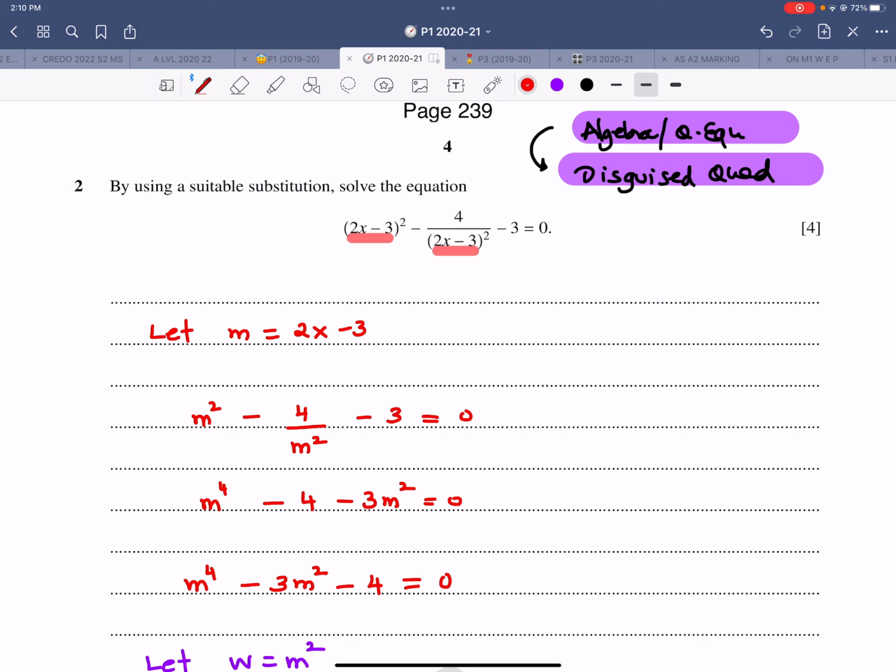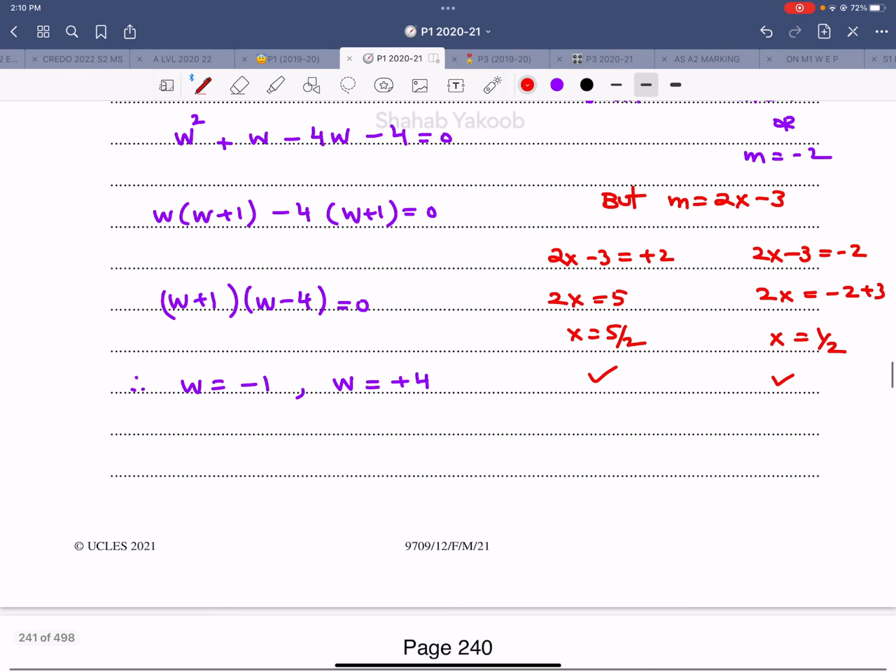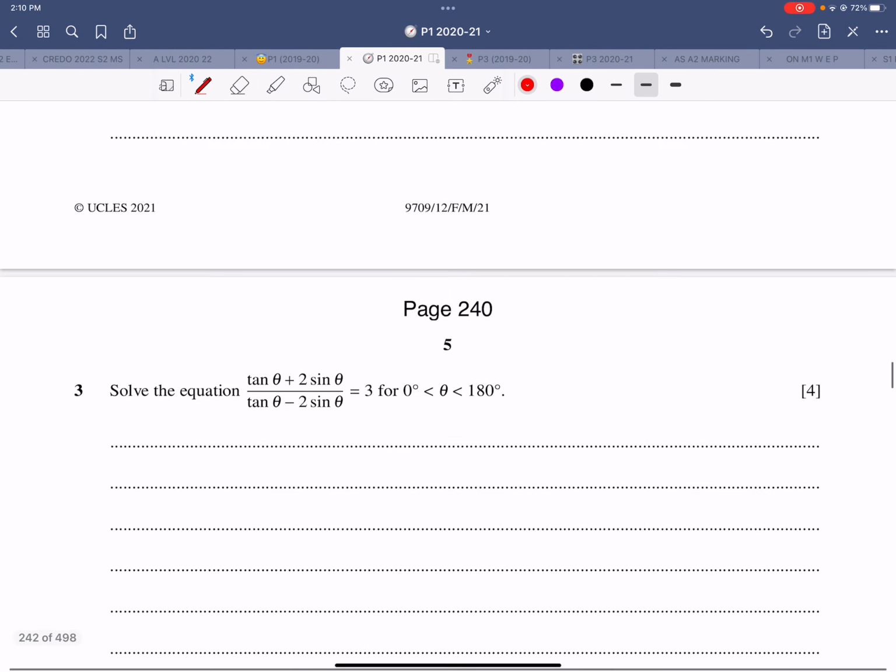You can say that, but it says by using a suitable substitution. So that is why I substituted instead of solving in the original variable. So it's a double substitution question for the very first time. So therefore, x is 5/2. Therefore, x is equal to half.